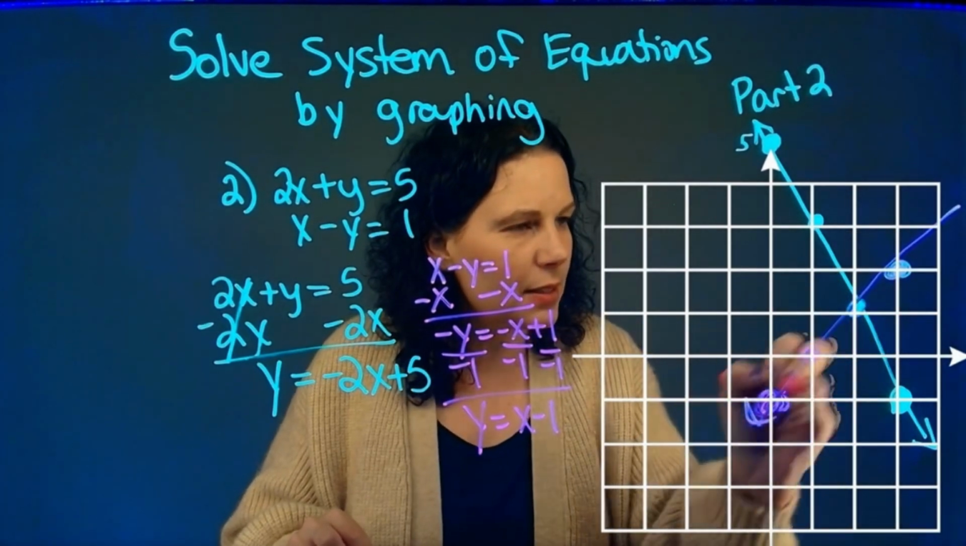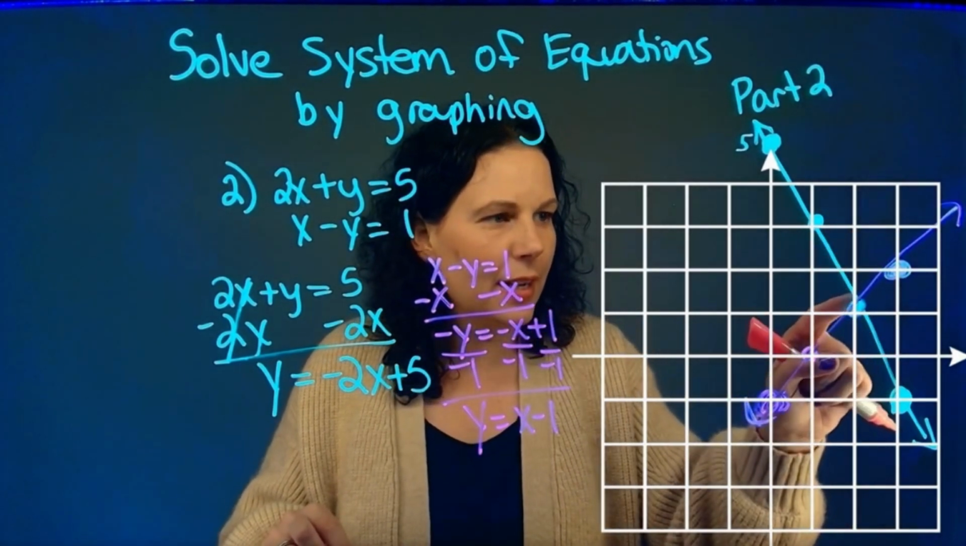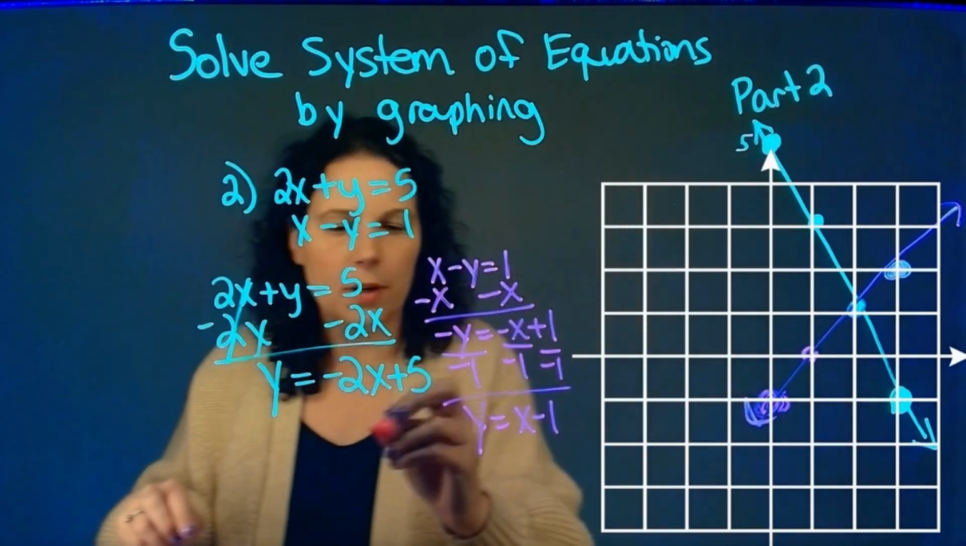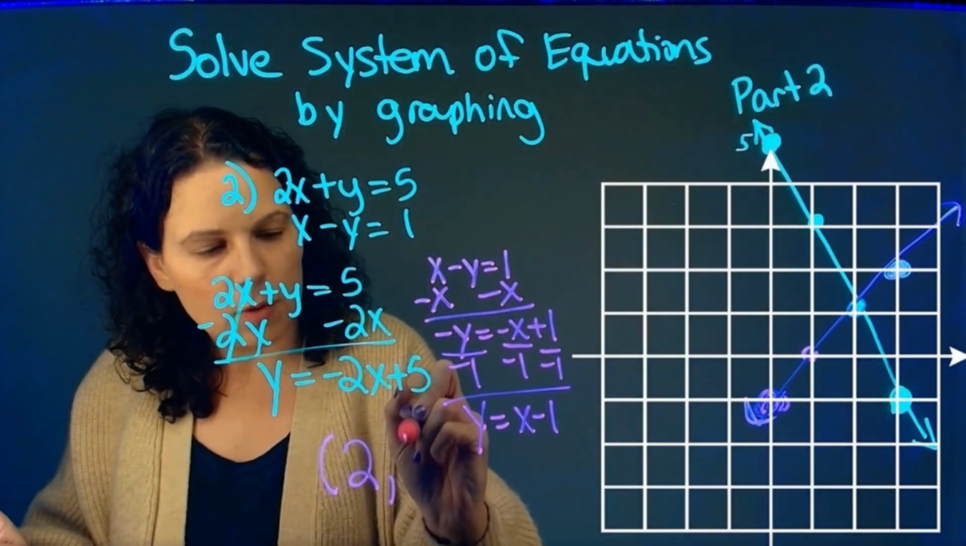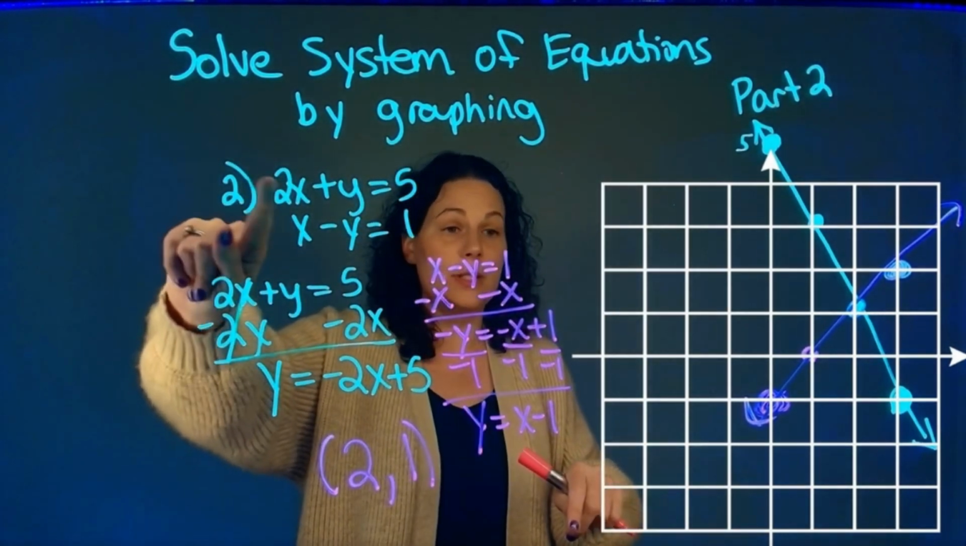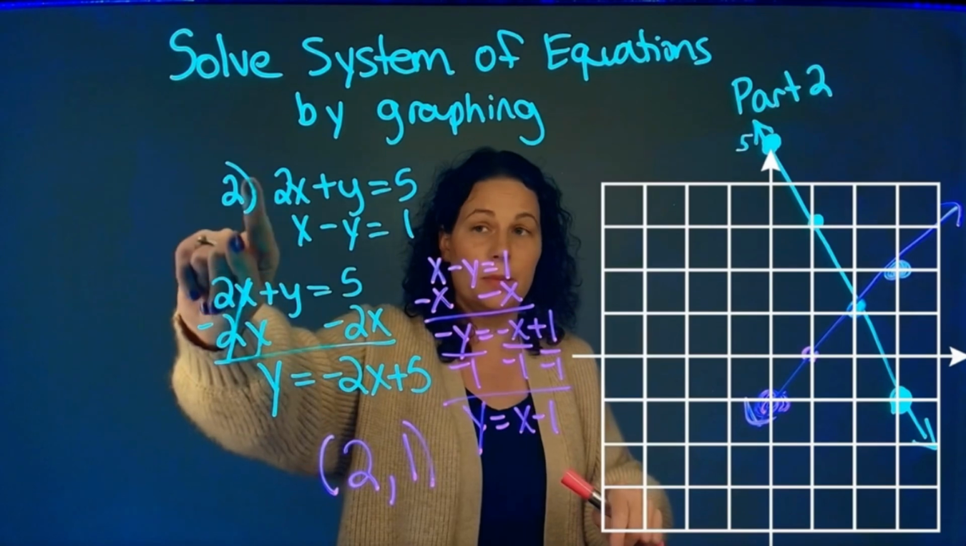Connect our dots. And where do they intersect? Right here. That is going to be 1, 2, positive 1. 2, 1. Go back and check it. Plug it in to make sure you get true statements when you plug it into these original problems.